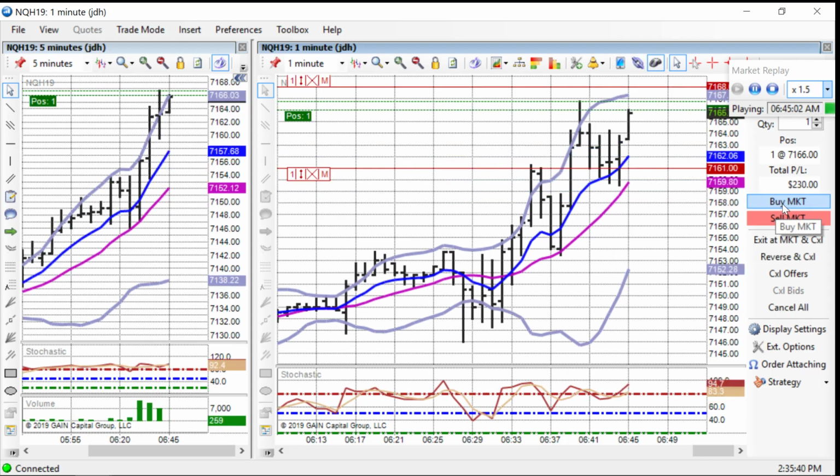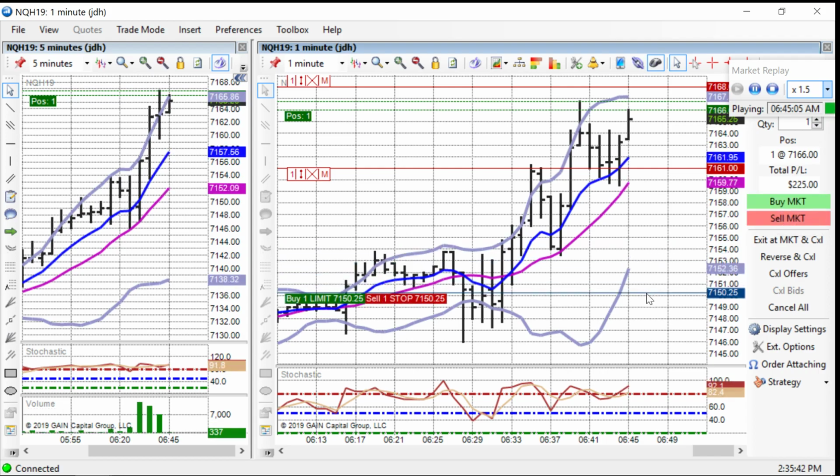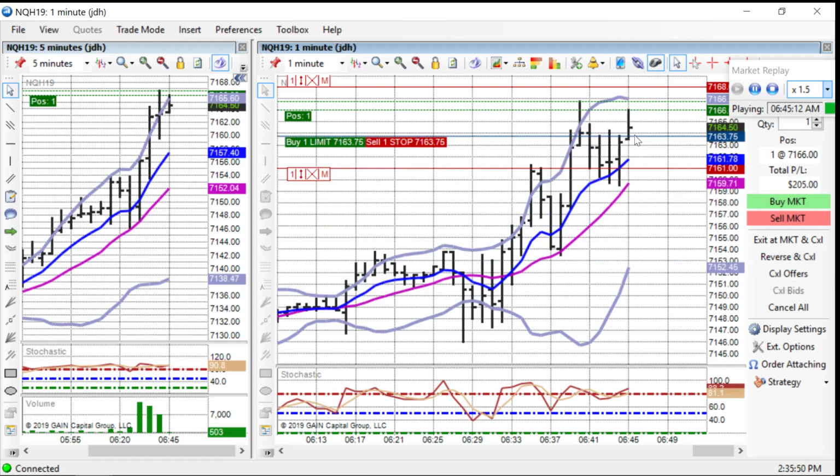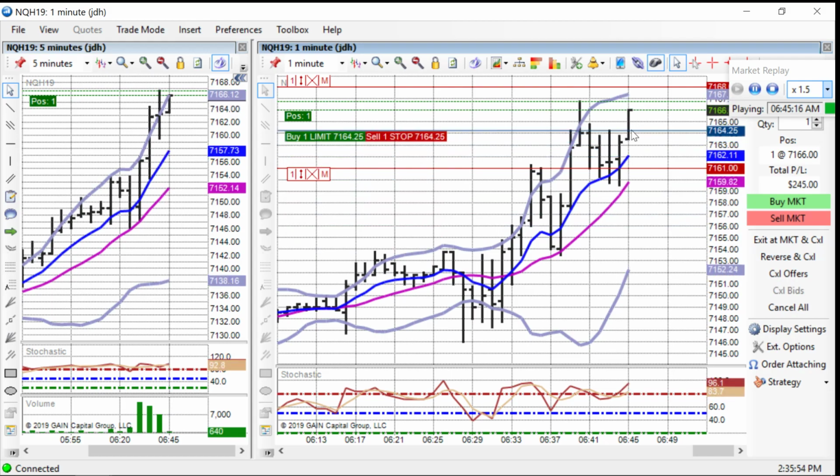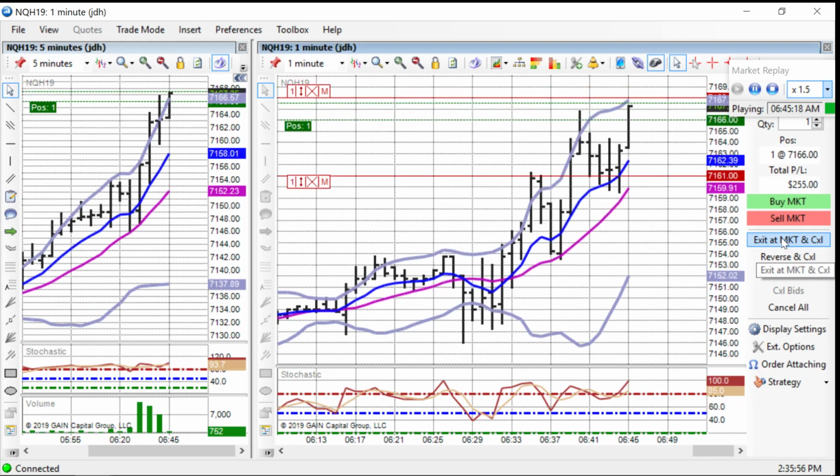Whoop. Now that was probably a mistake. I was talking, I was trying to get it right there, because you're breaking out of resistance right there. Let's see. I'll just get out at some profit.